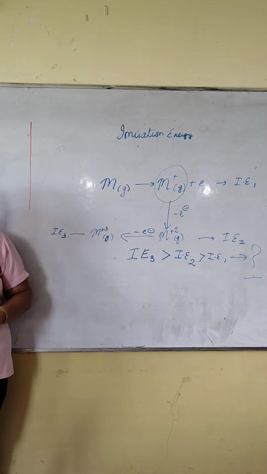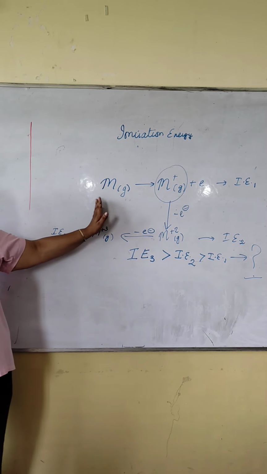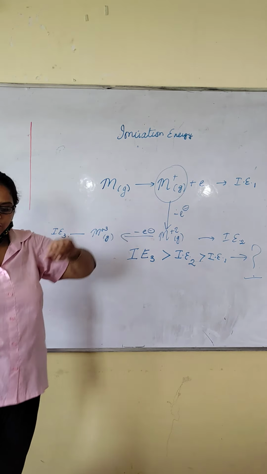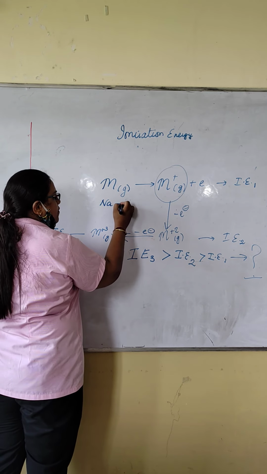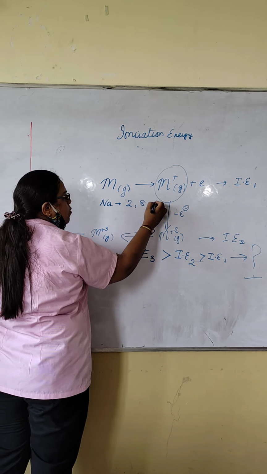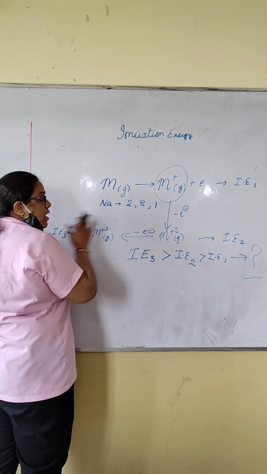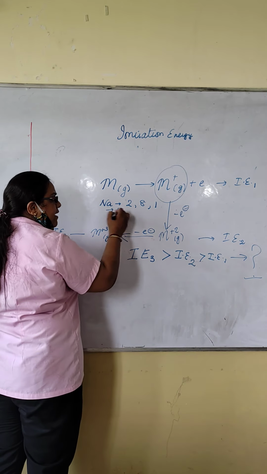So what's going on? After the removal of one electron, suppose this is your sodium atom. Its configuration is 2, 8, 1. Its nuclear charge is 11 units.